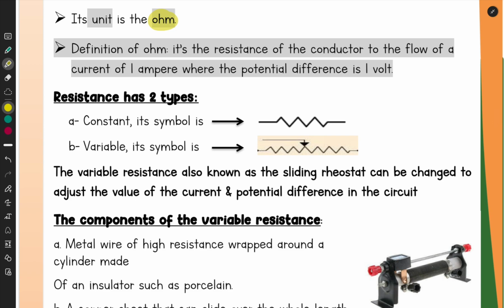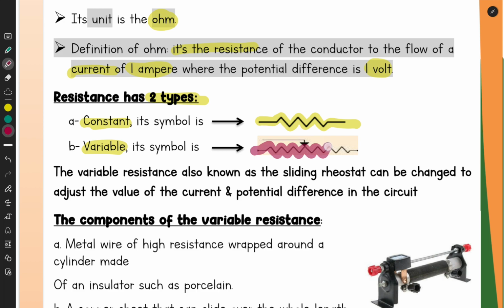Definition of ohm: it is the resistance of a conductor that allows a current of 1 ampere to flow when the potential difference is 1 volt. Resistance has two types, constant and variable. In the electric circuit, we have symbols. We don't like to type many things, so we have some symbols. The symbol of the constant resistance is this symbol, and the symbol of the variable resistance is that symbol.